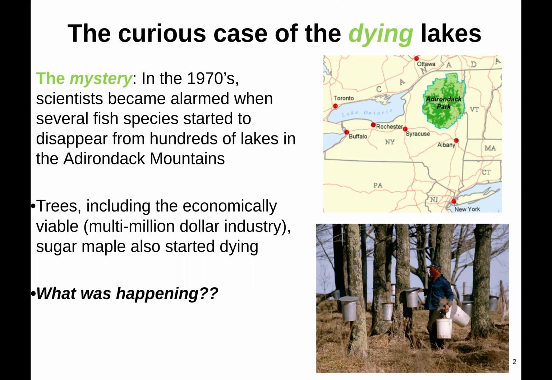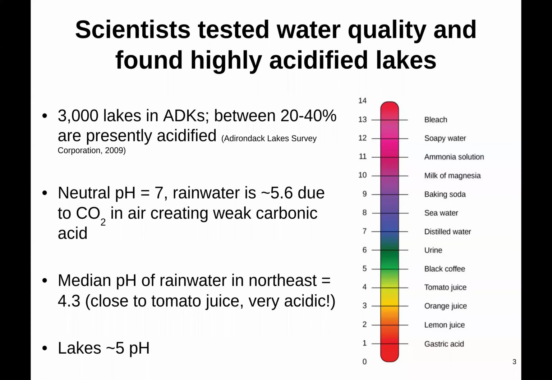Scientists tested the water and found highly acidified lakes. So, what is acidification? What does an acidified lake mean? Well, this all ties to pH, and the pH, at its most simple version, refers to how acidic something is. In the most technical term, it's the concentration of hydrogen ions. You don't really need to know that second one, but just to know it's a measure of how acidic something is.